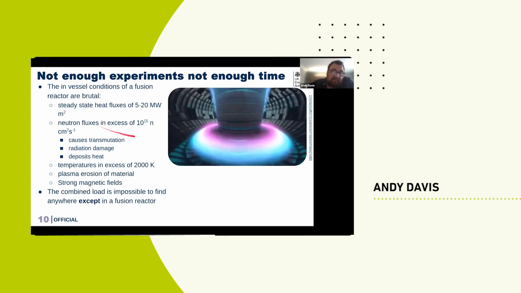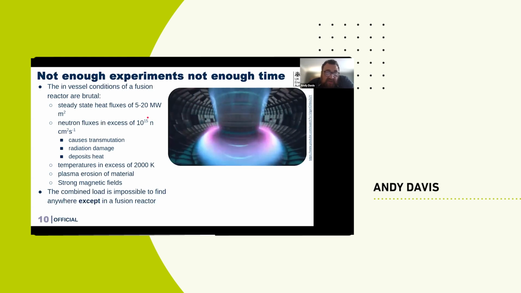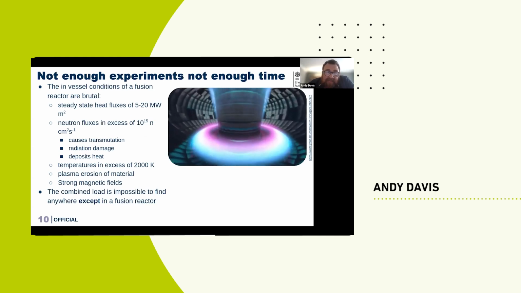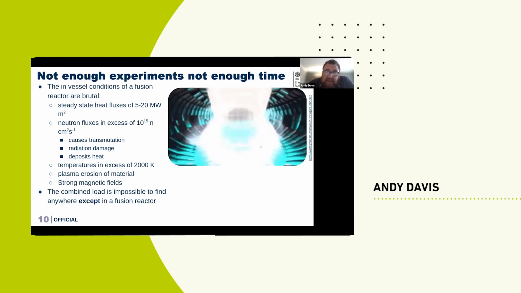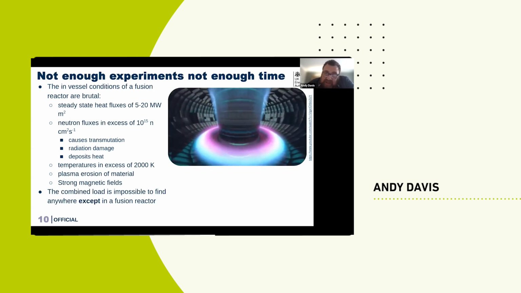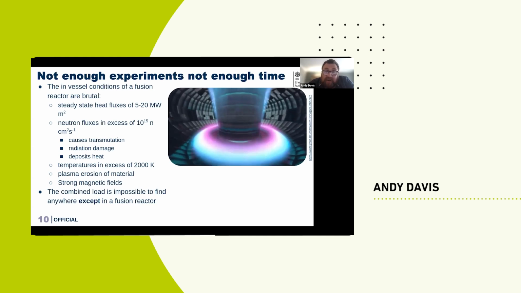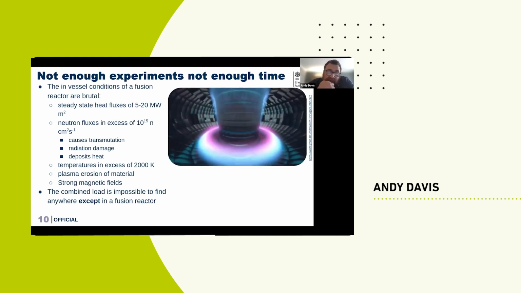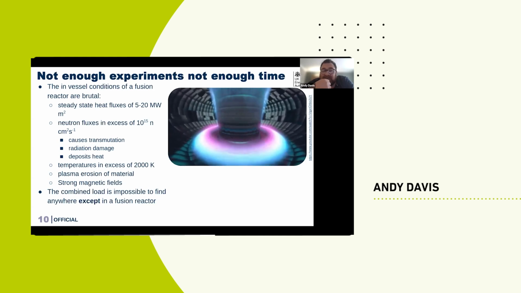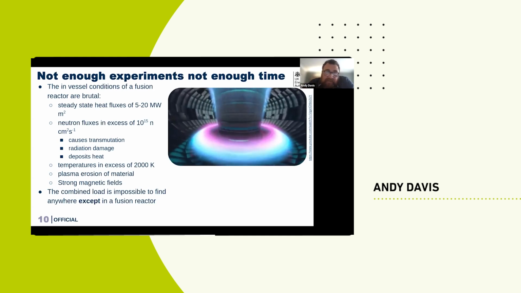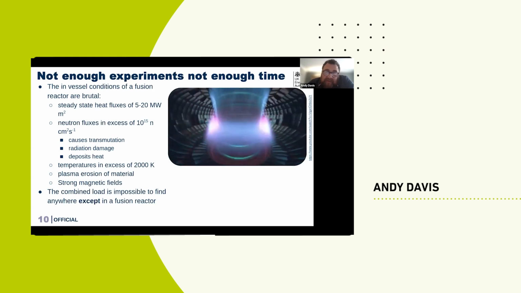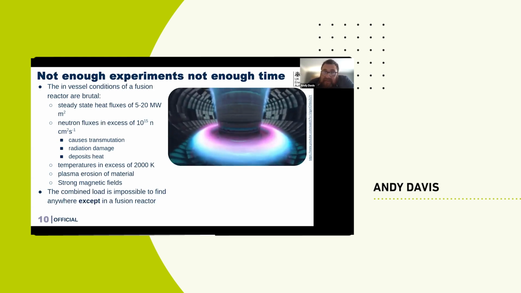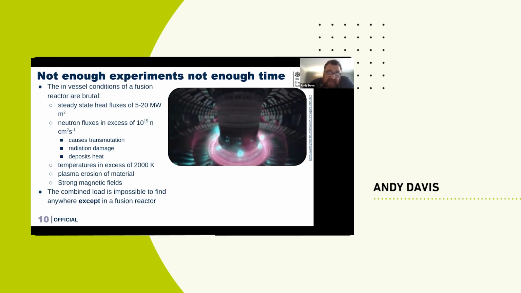At the same time, it must endure tremendous neutron fluxes. So 10 to the 15 neutrons per square centimeter per second. That's about 10 times higher than the neutron flux we see in fission reactors. These energetic neutrons cause transmutation and radiation damage, depositing further heat volumetrically. The temperatures near the first wall are in excess of 2000 Kelvin. The plasma itself will erode first wall material and redeposit material around the device, all at the same time, whilst experiencing magnetic fields in excess of several Teslas.